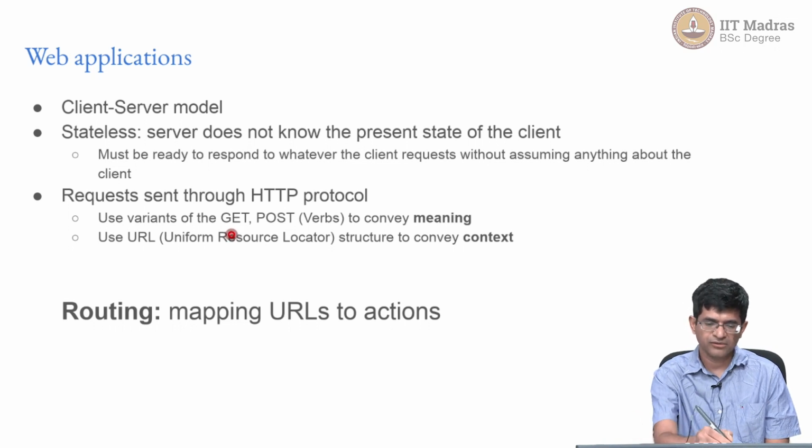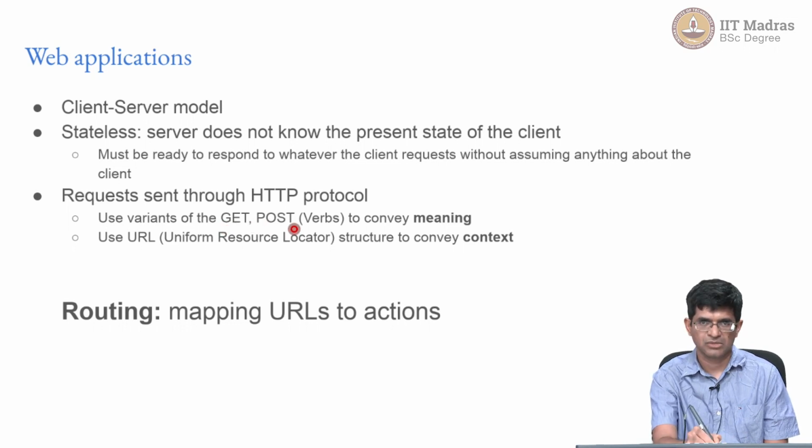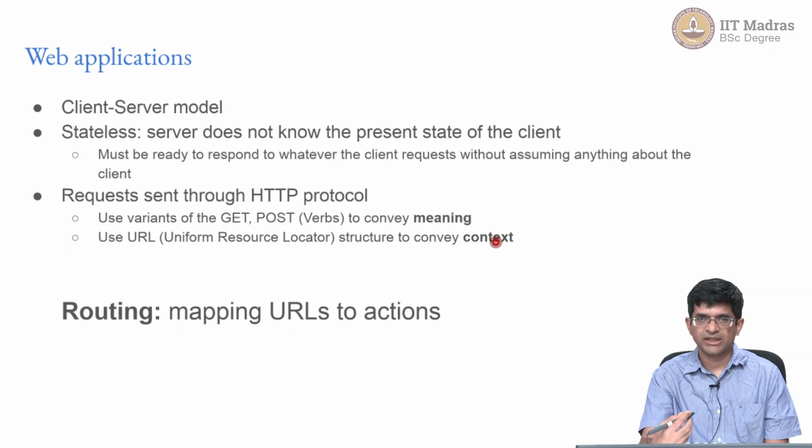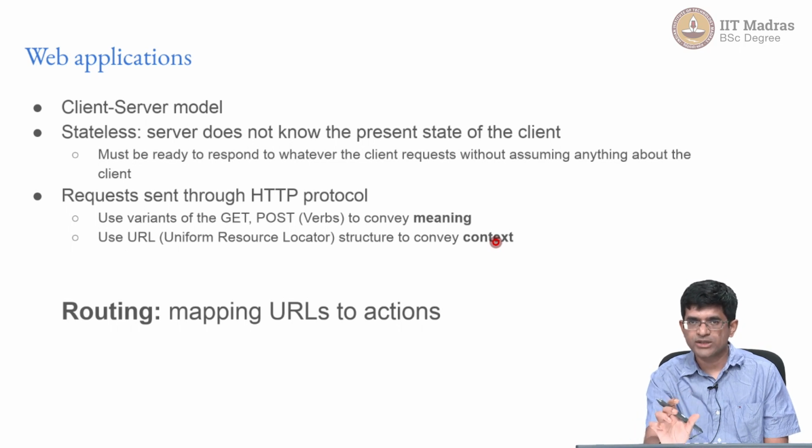Okay, and the verbs are, the most common one of course is get, but there is also post, which is probably a close second, right? I mean, it's used in a lot of cases. They convey meaning, what it is that you're trying to do, right? But the rest of the URL, the uniform resource locator, actually conveys the context. Going back to the example that I showed earlier about the SWAYAM courses, right? The context, which course am I in, what am I looking for? Am I looking for an assessment, or am I looking for a lecture, or am I looking for an about page, is conveyed by the URL.